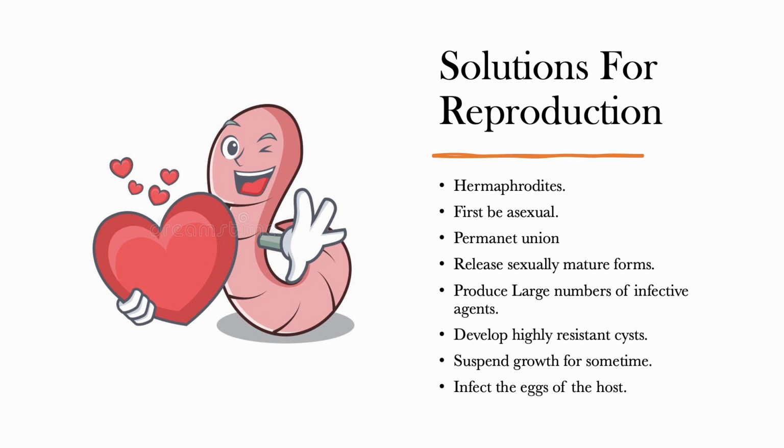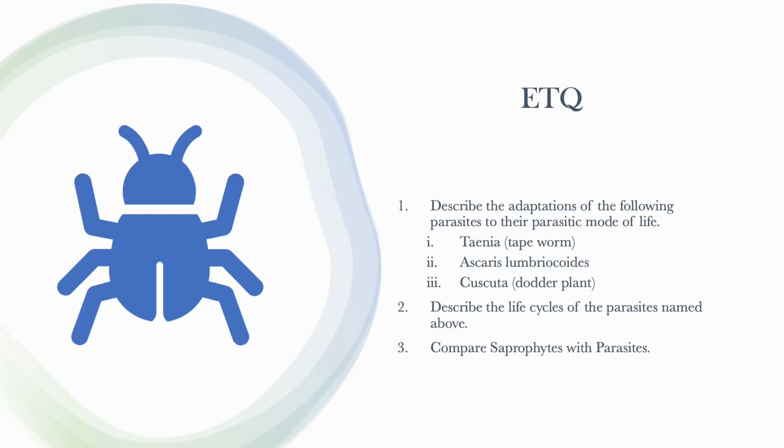So that is it for today. As we come next time, I hope that you have gone through those questions. Describe the adaptation of the following parasites to their parasitic mode of life: the tapeworm, the Ascaris, the dodder plant. Describe the life cycle of the parasites named above. Compare saprophytes with parasites.